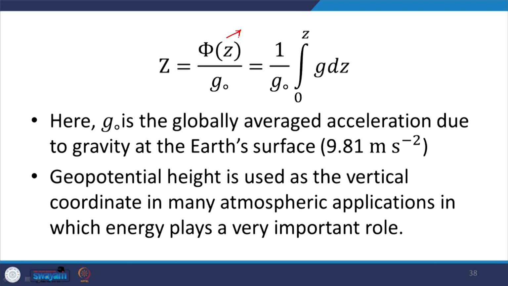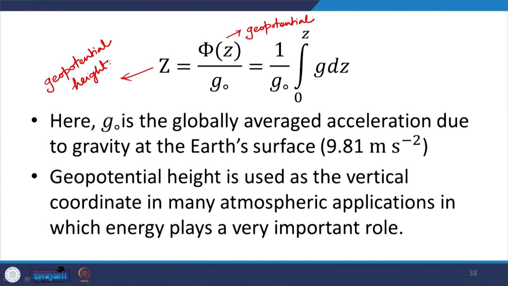So, phi is the geopotential and Z, capital Z, is the geopotential height, right. So, here g naught is the globally averaged acceleration due to gravity at the surface, 9.81 meters per second square. So, this is a standard value, which we take for calculations, right.